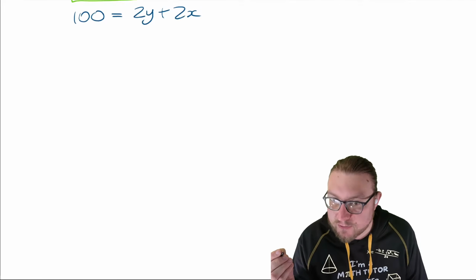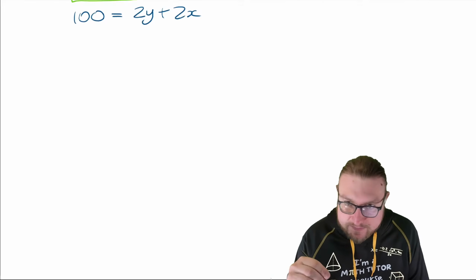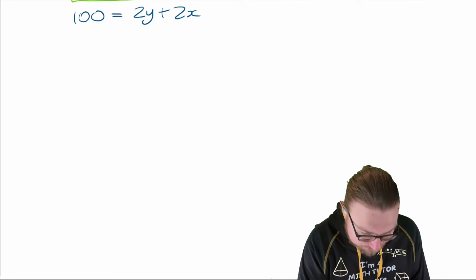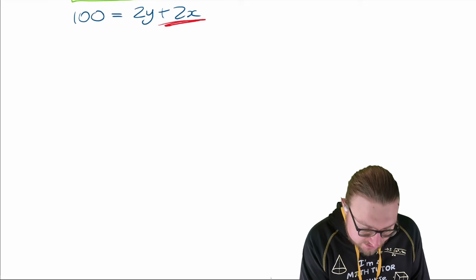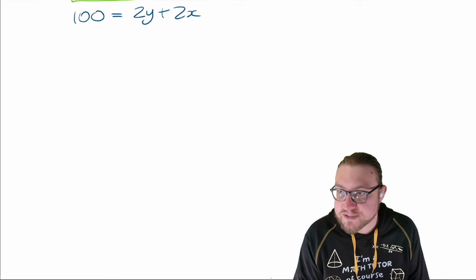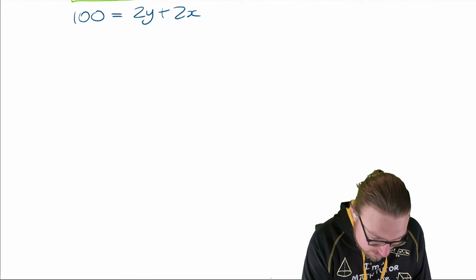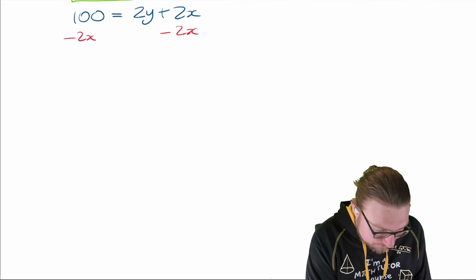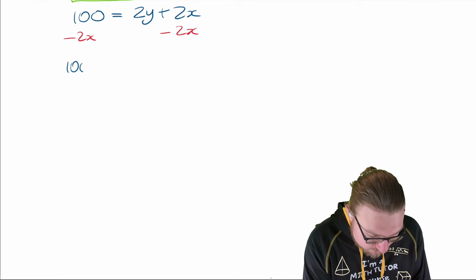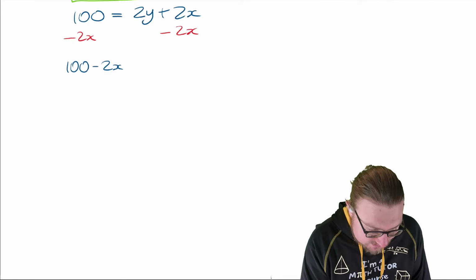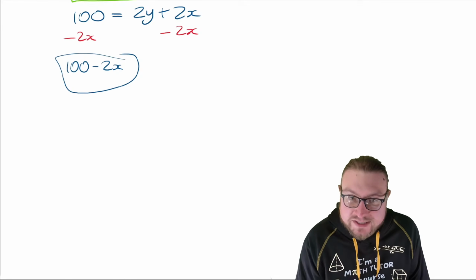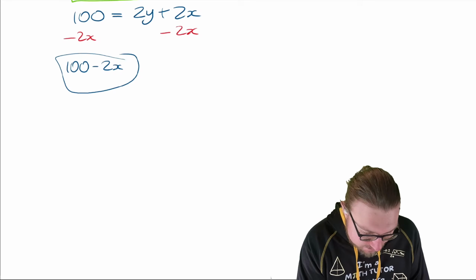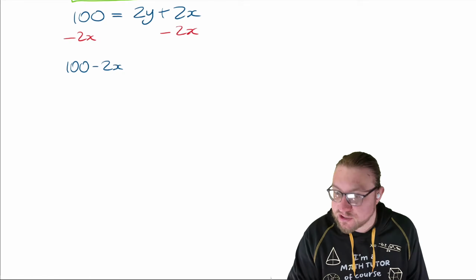Remember, solving equations means doing maths backwards. So we first have to do plus and minus. We have a plus 2x, so we do the opposite to get rid of it. So we're going to do minus 2x on both sides. So we're going to get 100 minus 2x. Remember, these are different like terms, so we can't combine them. We just add them next to each other.